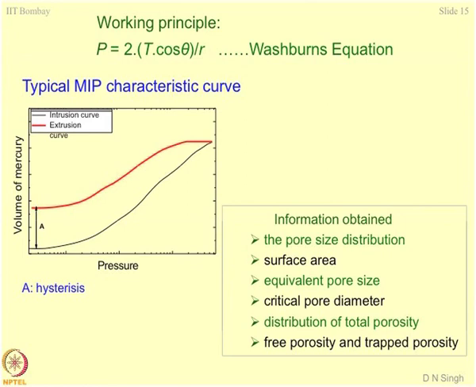So what information you will get from this is the pore size distribution, surface area, equivalent pore size, critical pore diameter, distribution of total porosity, and free porosity and the trapped porosity. This trapped porosity is what was being discussed.